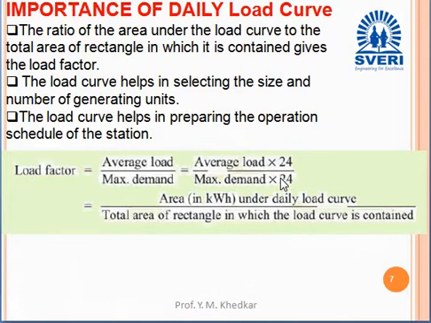The average load is nothing but the area in kilowatt hour under the daily load curve divided by 24, and the total area of the rectangle in which the load is contained. That particular ratio also can give us the load factor.